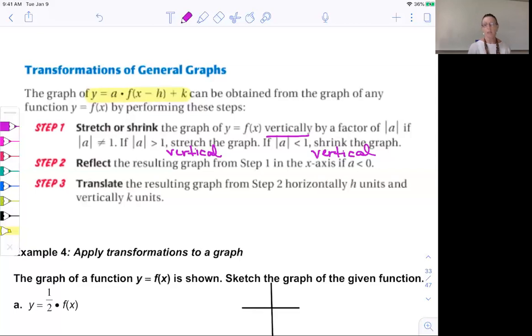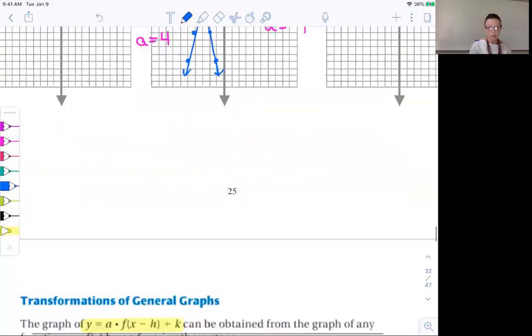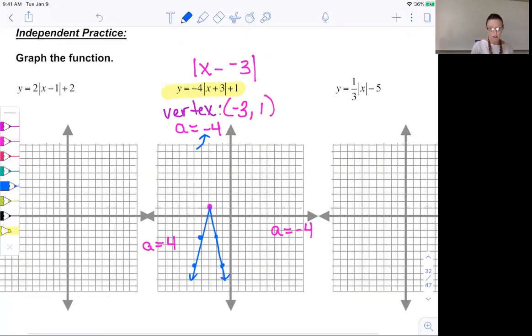I would reflect it if there is a number in front of x, or in front of the absolute value, that is less than 0. So like the one we just did. The a value was 4, and then there was a negative. So we would say this is a vertical stretch. It got narrow, and it also flipped. So if I was explaining what that a meant, it flipped, and it was a vertical stretch.